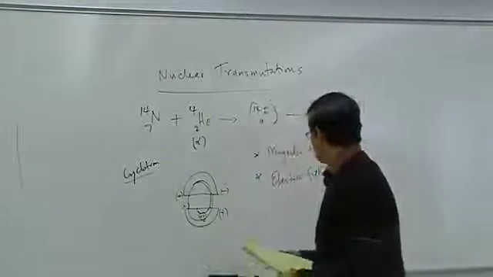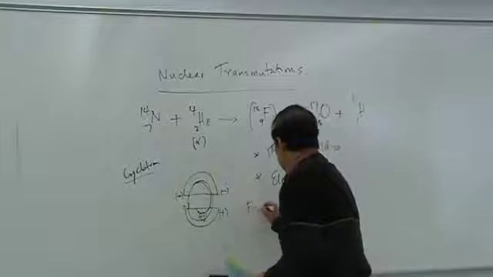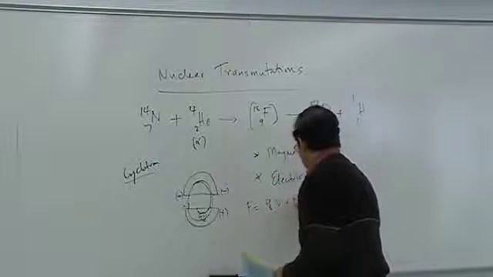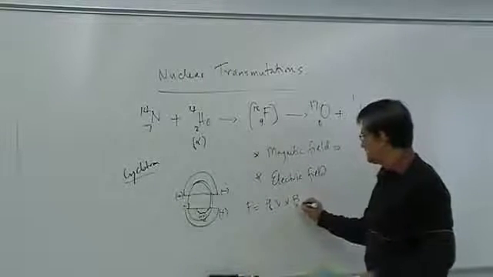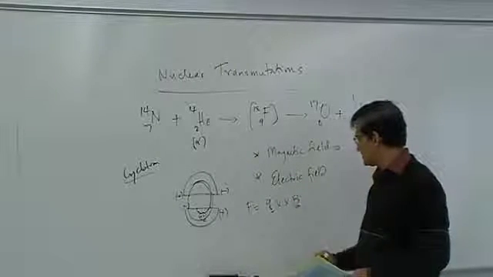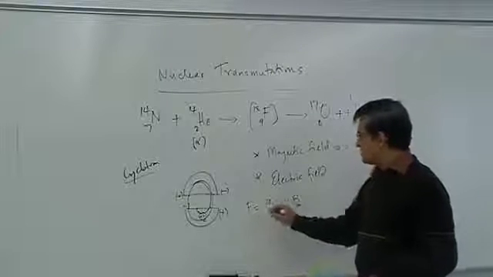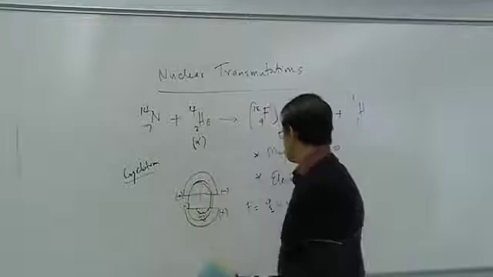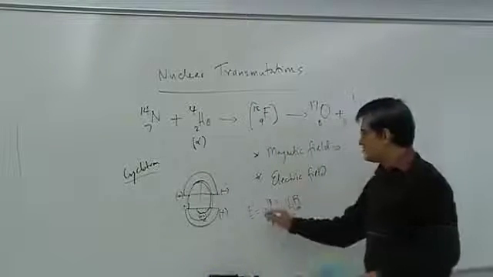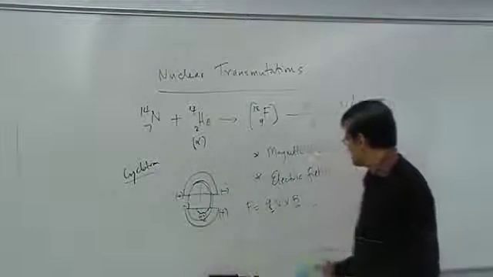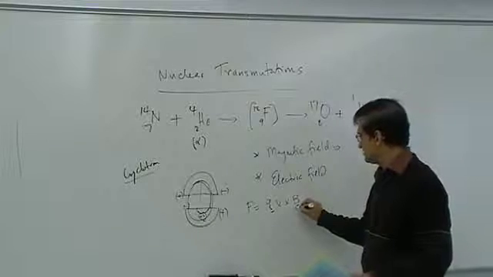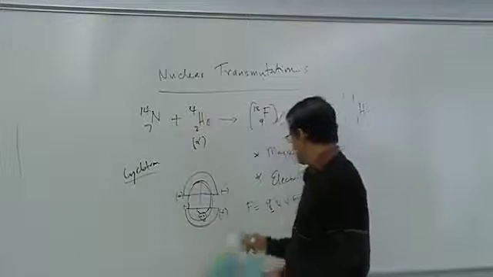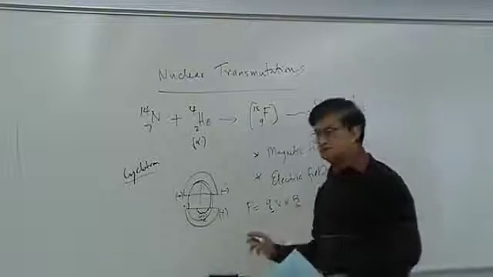I can give you an expression for this. Force is given by QVB. This is the magnetic field, this is the charge, this is the velocity. So this is the force that keeps the moving object in a circular motion. If I want to keep it at the same radial distance, B has to be increased as the particle gets energized.